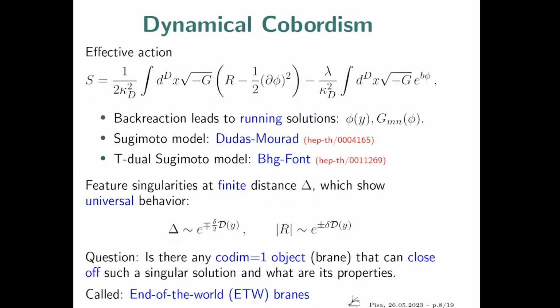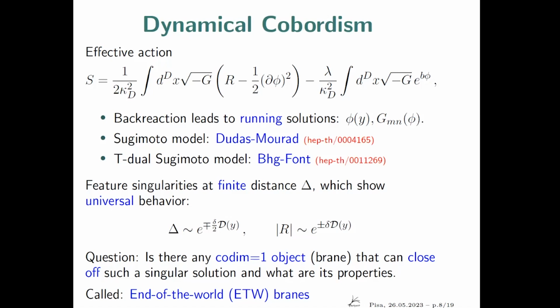So if we have this dilaton tadpole, we can try to take it into account in our effective action by such a term, as has been done by Dudas and Mourad, I think, for the first time. And for the Sugimoto model in 10 dimensions, you would just add something like a potential term depending on the dilaton phi in this way.